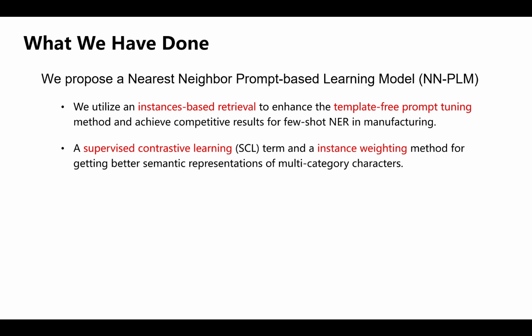Besides, existing manufacturing-related texts have a phenomenon of multi-category characters. These characters refer to those characters with two or more entity types. Since the representations of the same characters in different entity types still have a greater similarity than those of two different characters, the character representations from PLM perform poorly in retrieving similar morphology of characters. Therefore, we propose a supervised contrastive learning SCL-term instance weighting method to address such a challenge. The SCL pushes character representations from the same label close and character representations from different labels apart in the feature space.